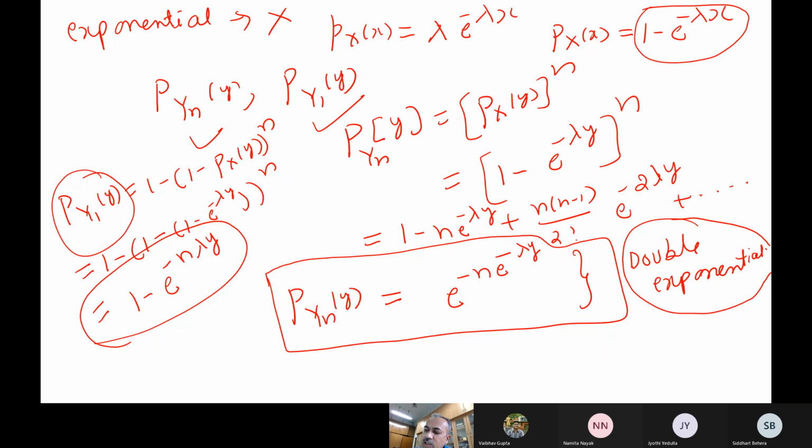Now comment on how the smallest value is distributed. This is the parent distribution. The parent is exponential. Now what is the smallest value, how is it distributed? What is the difference between this and this? See the expressions carefully. Is there any difference between the parent distribution and the smallest value?